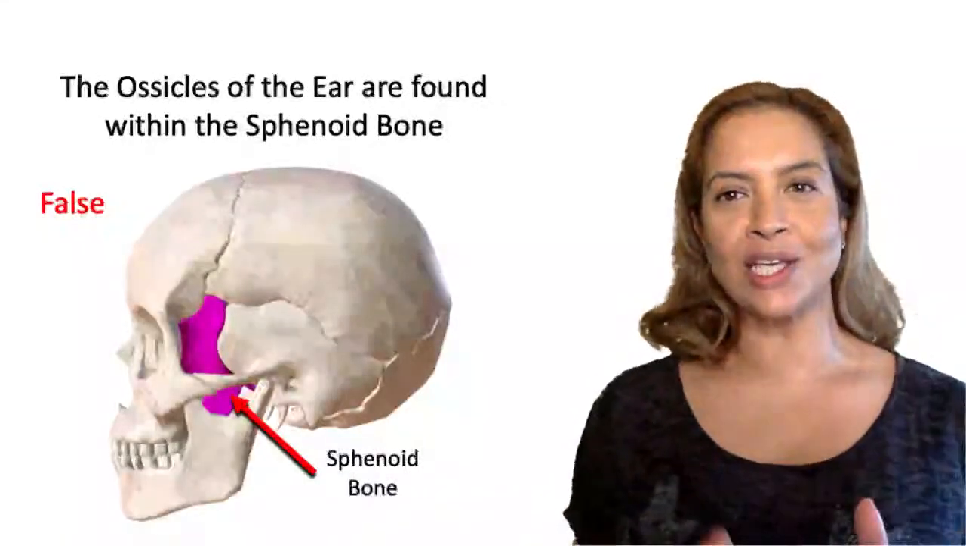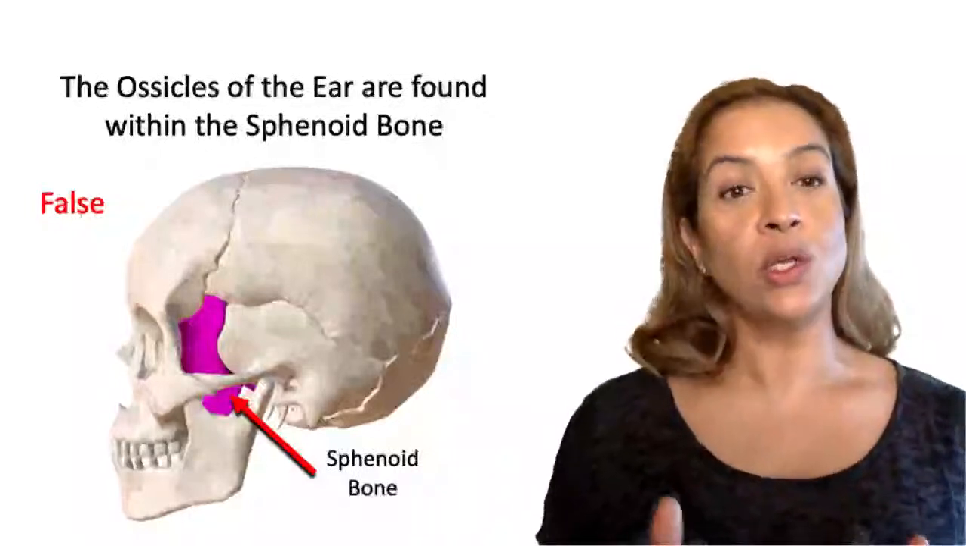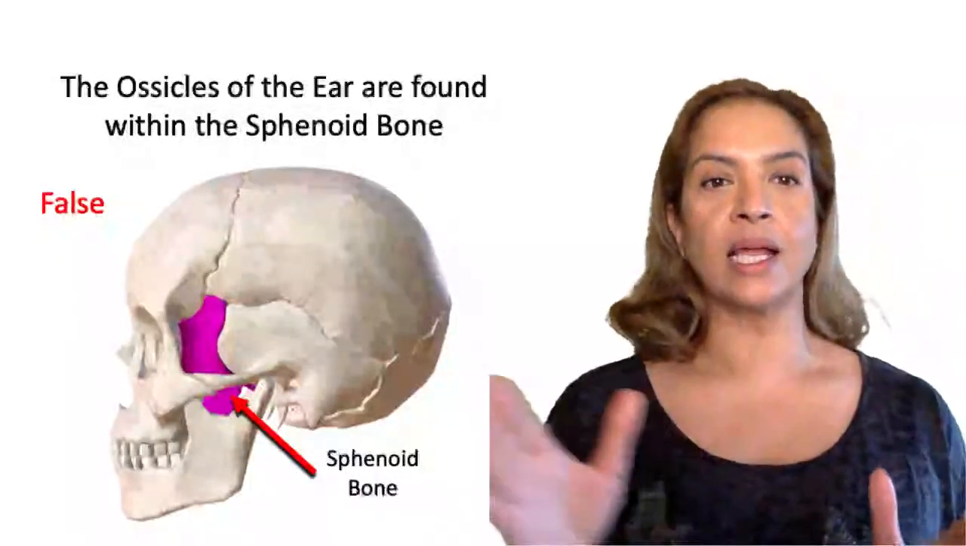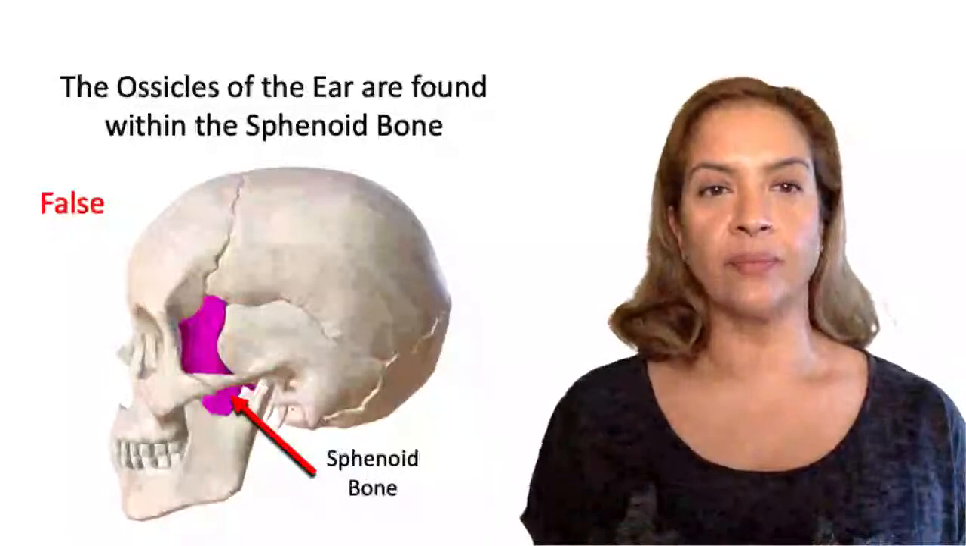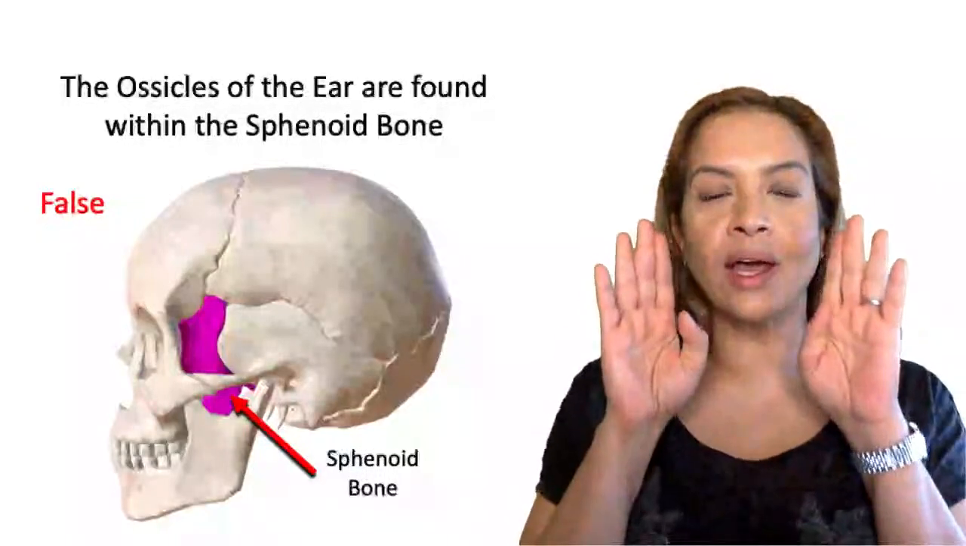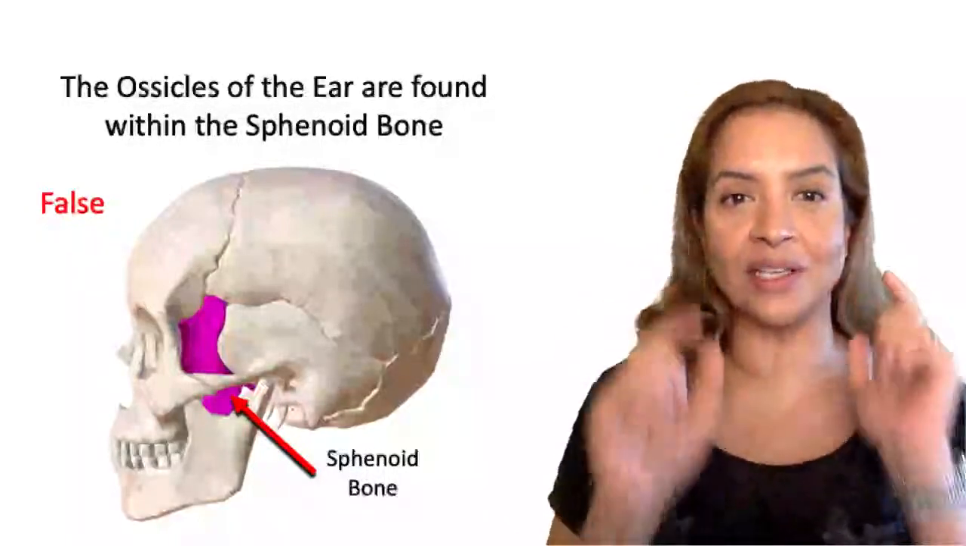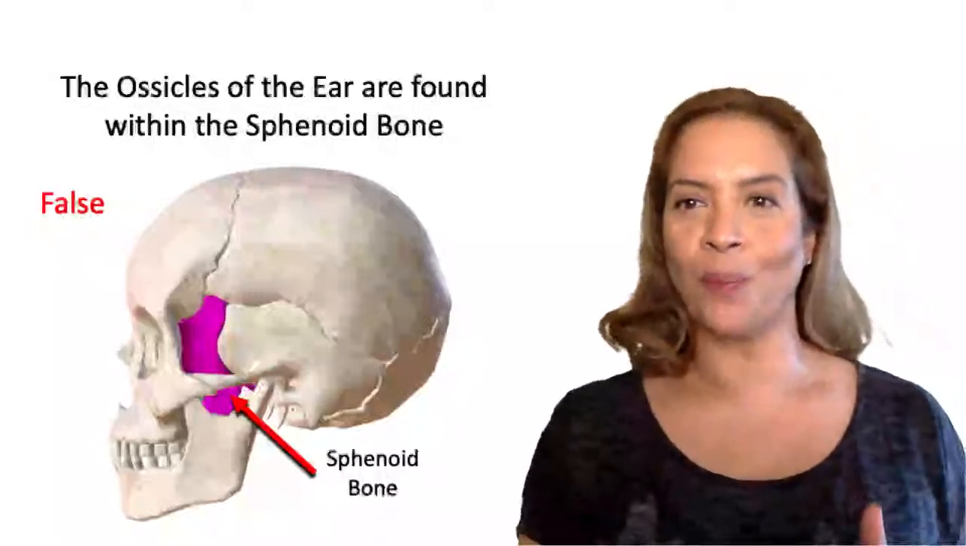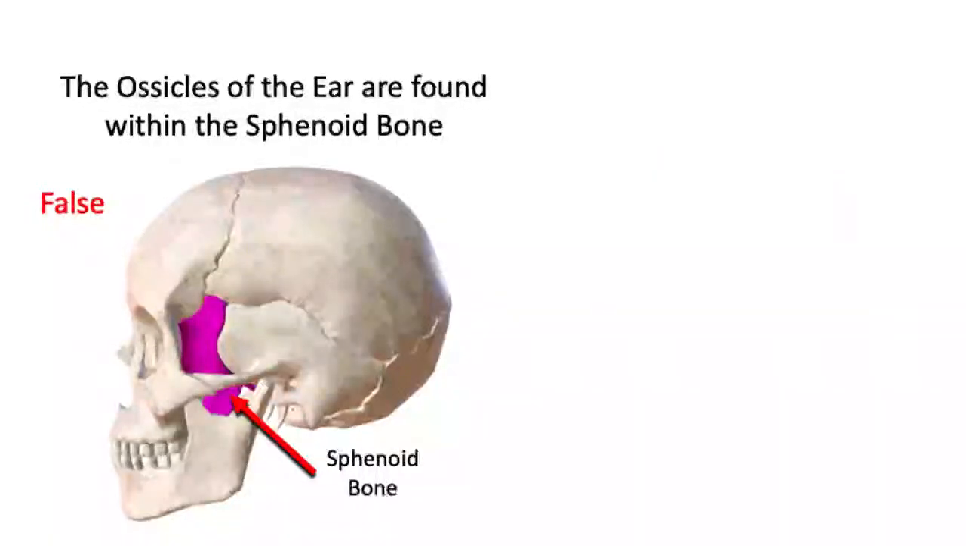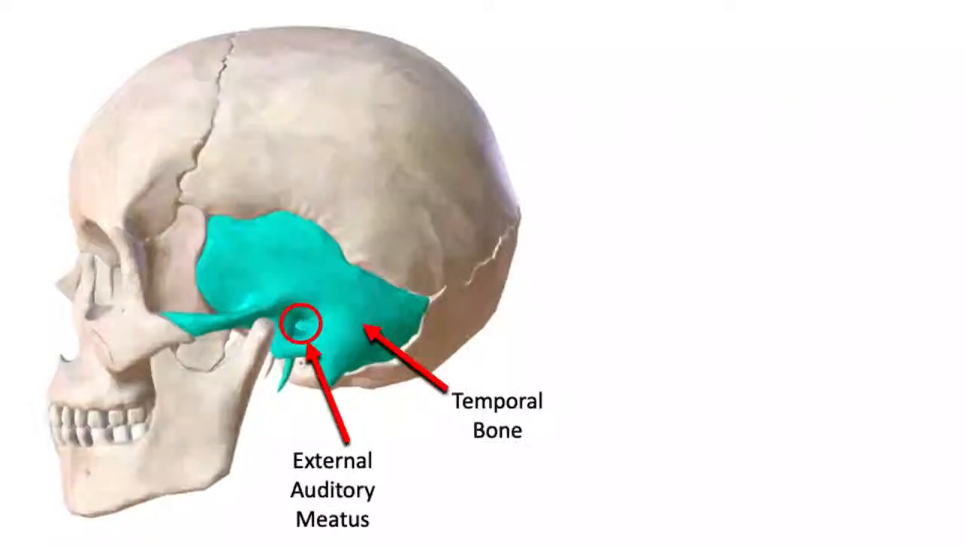false, because let's take a look at the position of the sphenoid bone. You can see it here in pink, and it's highlighted on the skull there, and it's quite anterior to where the ear is, which is the next bone back, and I'm going to show you that right now. Here we go.